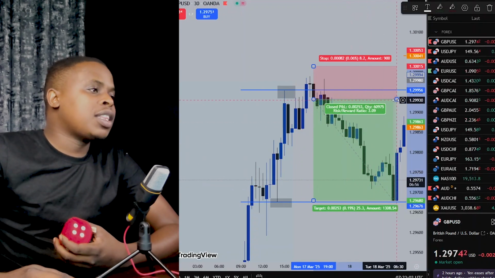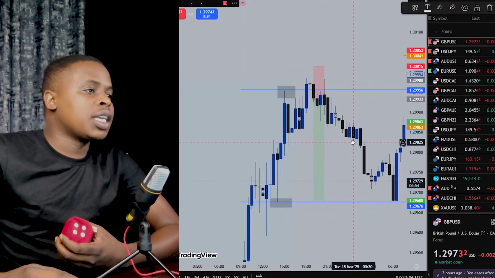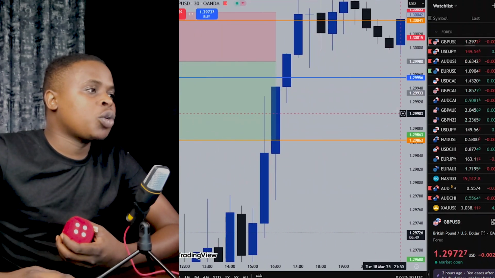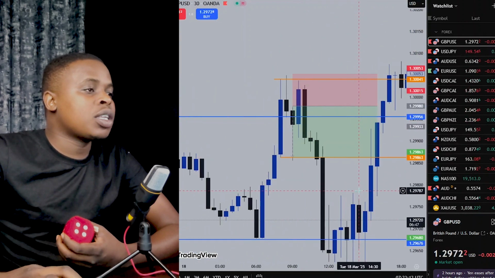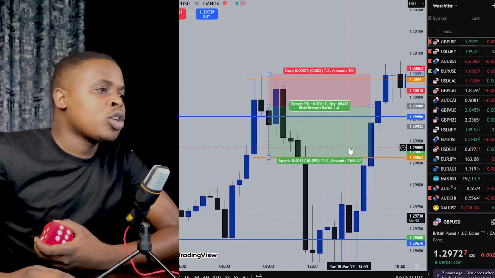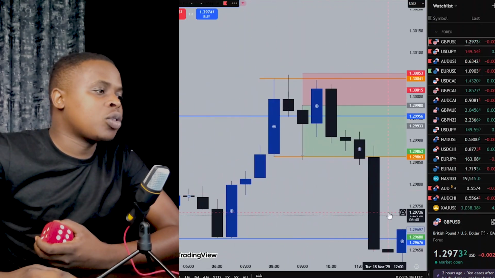So after we got this trade right here, I got another trade very soon after, and I'm going to show you how I got this one. So this one I used the 30 minutes time frame and the smaller time frame, right? On the 30-minute time frame, I used this candle right here.